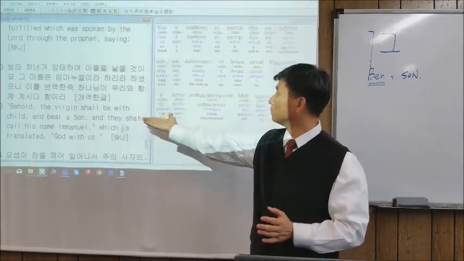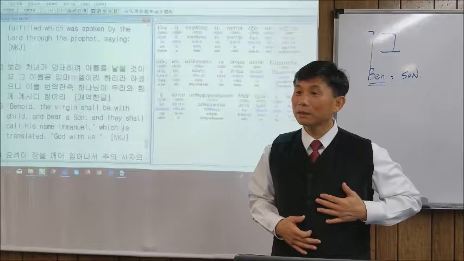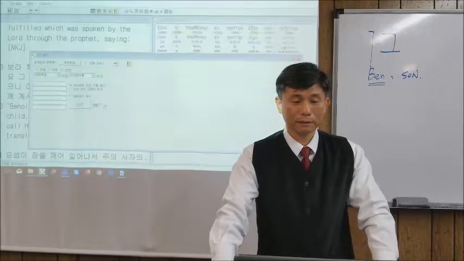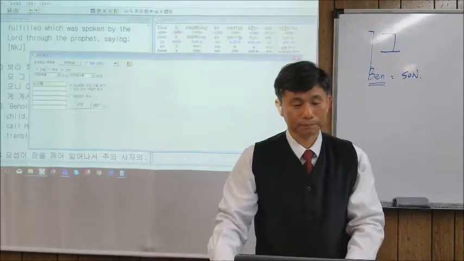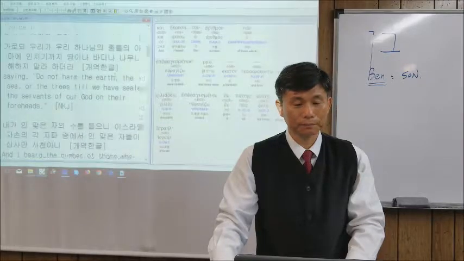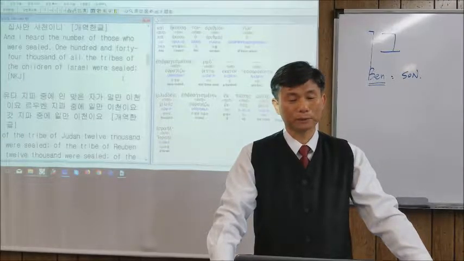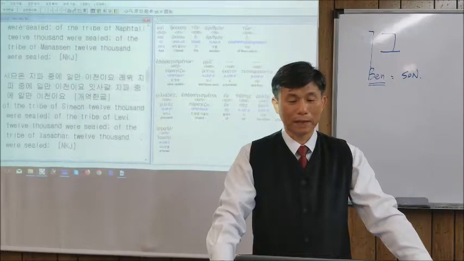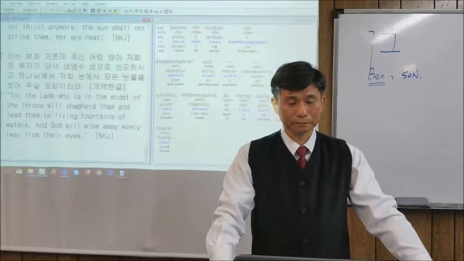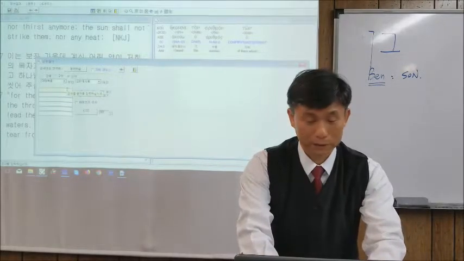So in order for the son, who is Jesus, to be born inside us, I have to become a what? Virgin. The virgin is talking about the revelation, right? Revelation chapter 7. I heard the number of those who were sealed, 144,000 of all the tribes of the children of Israel were sealed. And then he talked about every tribe, right? Who got sealed, right? And then in another place, 144,000 is the virgin.